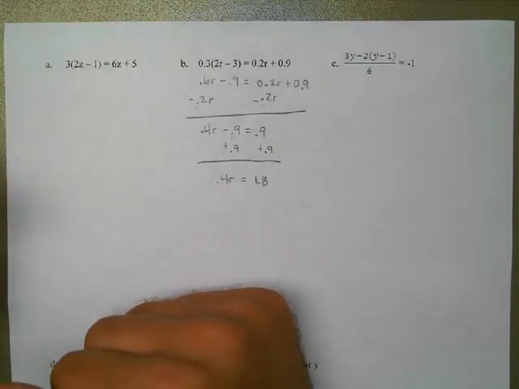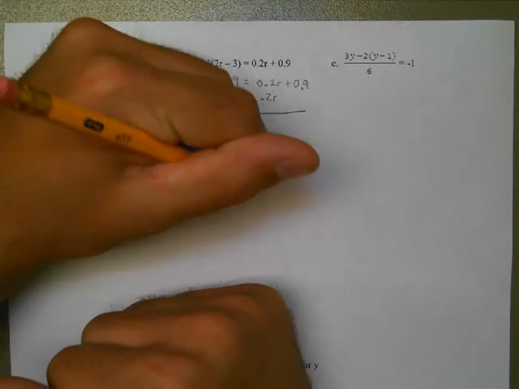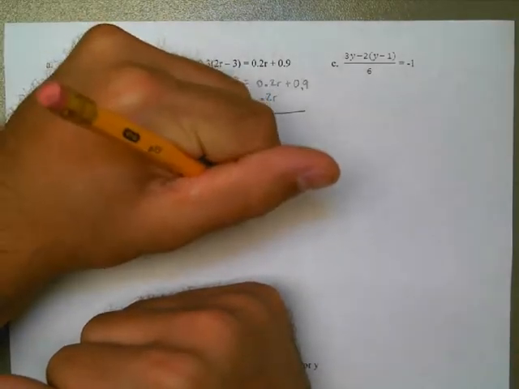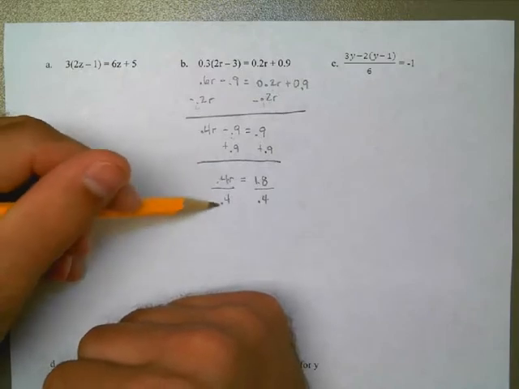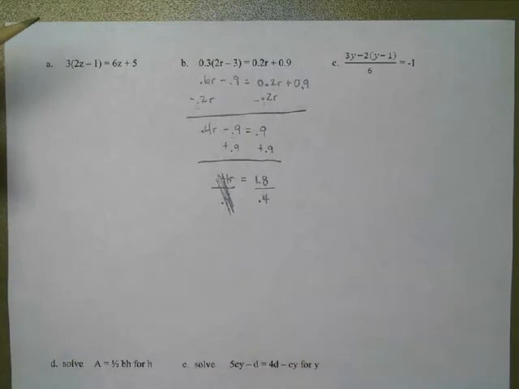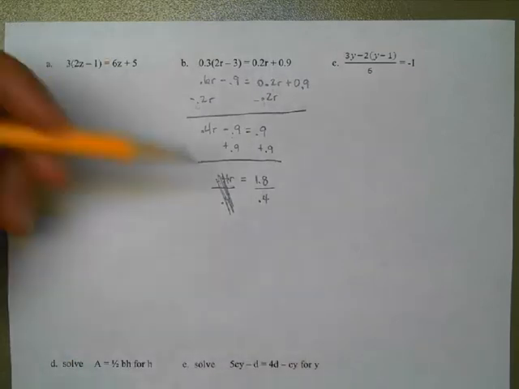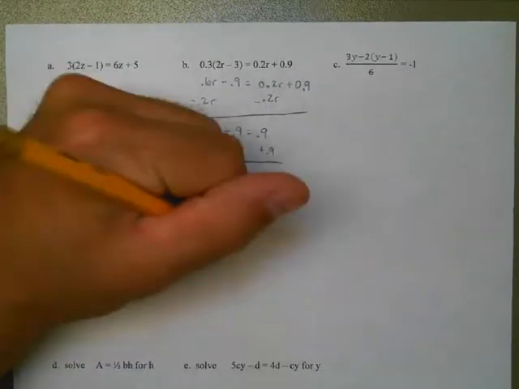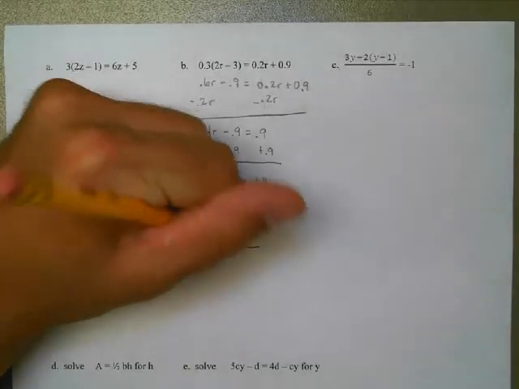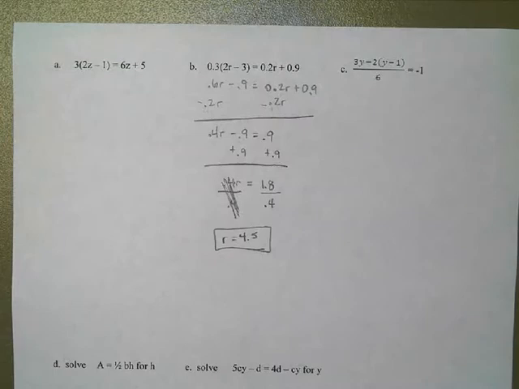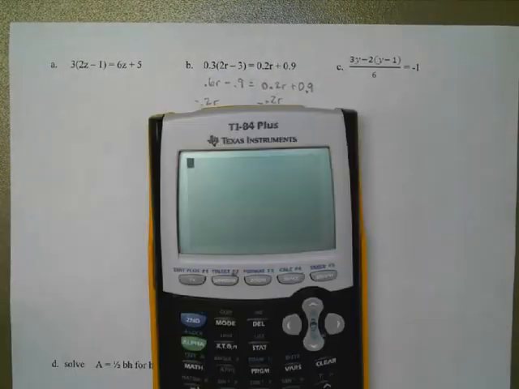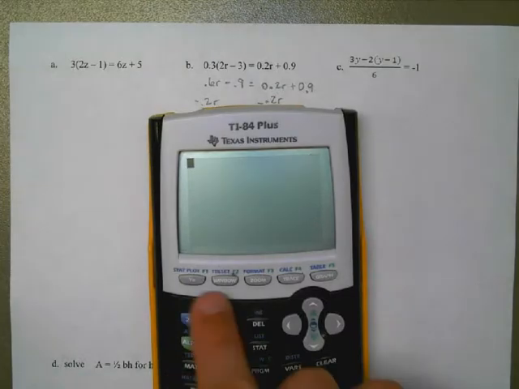So if I want to get the r by itself now, my last step is to divide by that coefficient, by that 0.4. And when I do that, 0.4 divided by 0.4 is 1. But you can't just divide one thing by 0.4. You've got to be fair. Divide every term by 0.4. 1.8 divided by 0.4 gives us 4.5. And that's your answer.